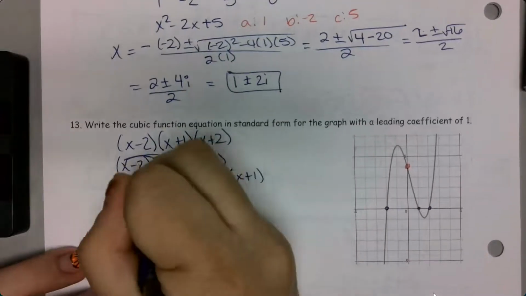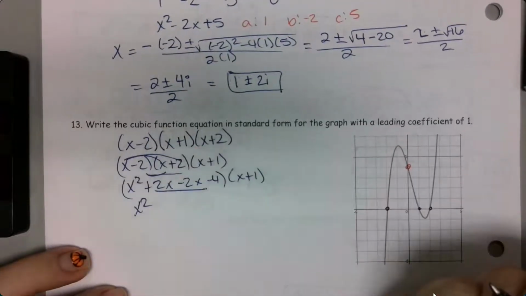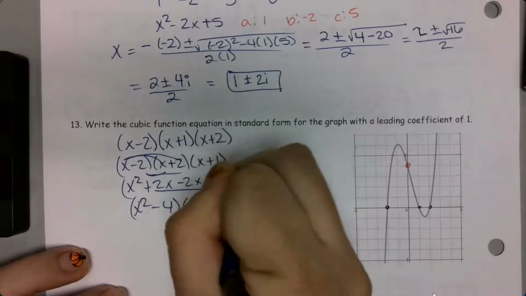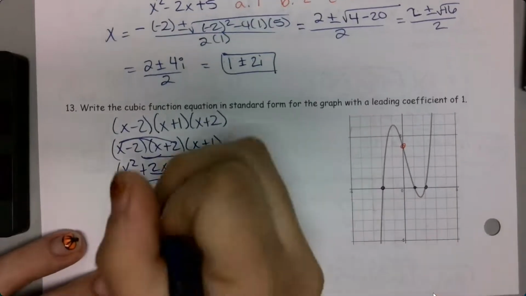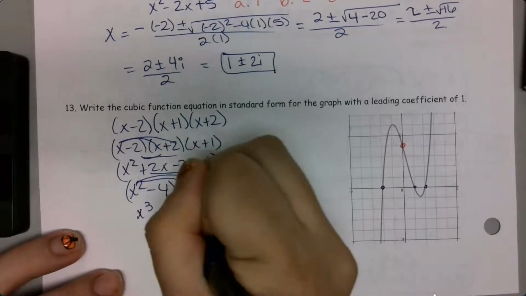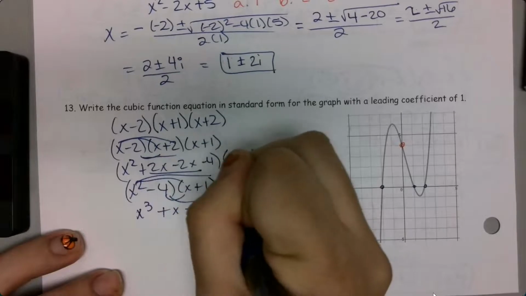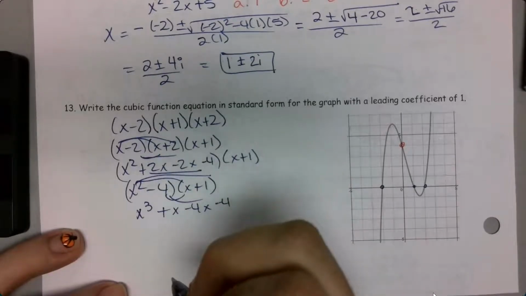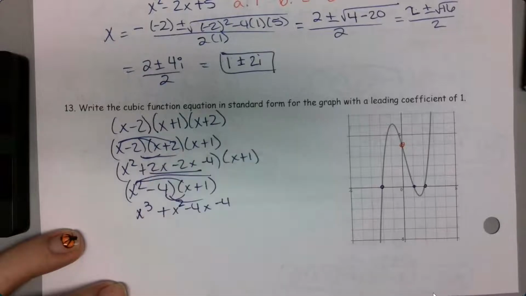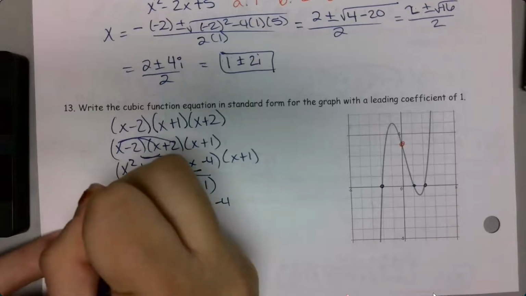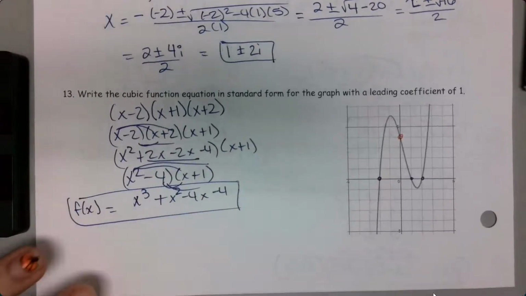I combine like terms, so it's going to give me x squared, those cancel out, minus 4 times x plus 1. FOIL again. That's going to give me x cubed plus x squared minus 4x minus 4. Wait, this one should have been x squared. Then I just want to have f of x equals my function.